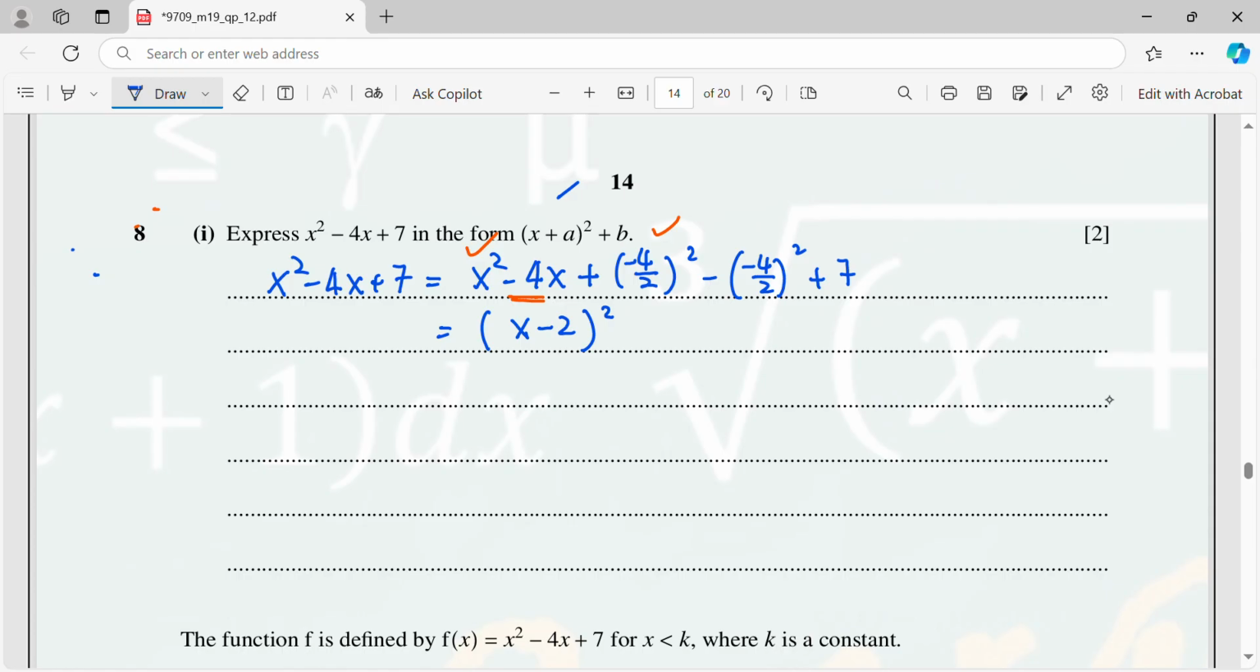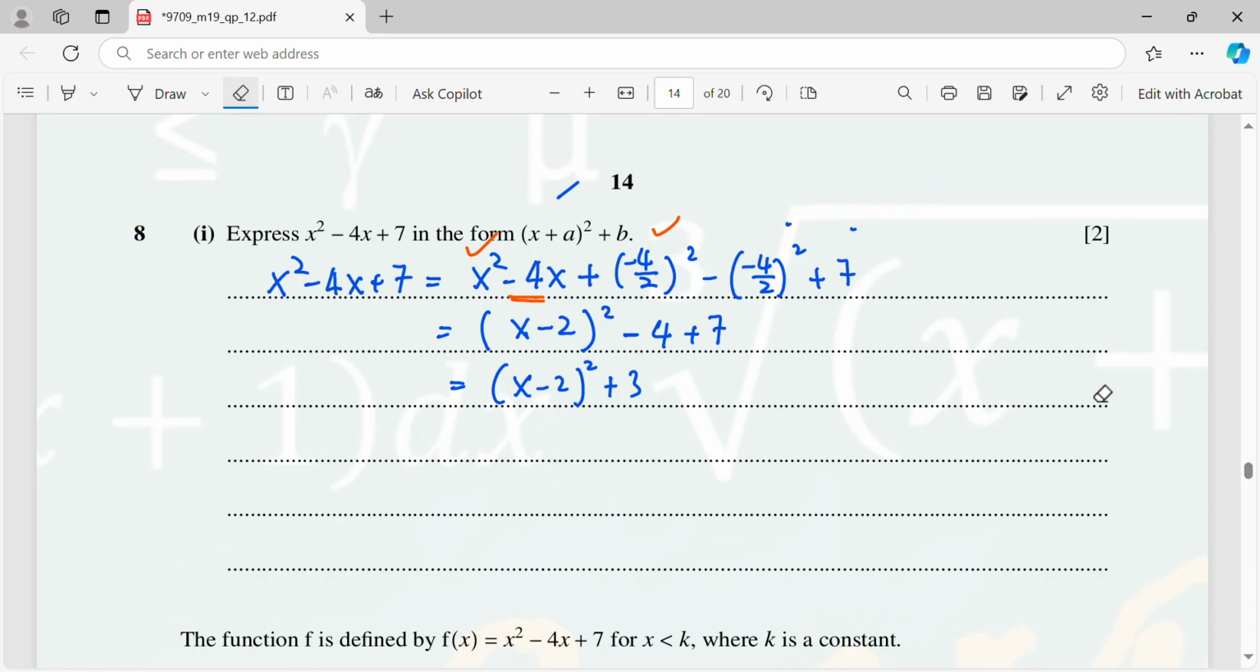Okay, so with this squared, I have simplified the first 3 terms. So now what you need to do is just simplify the last 2 terms. So I will get minus, again minus 4 over 2 is minus 2, you square it, that is 4, then plus 7. So at last, you will be getting (x minus 2) squared plus 3. So done for the first part.